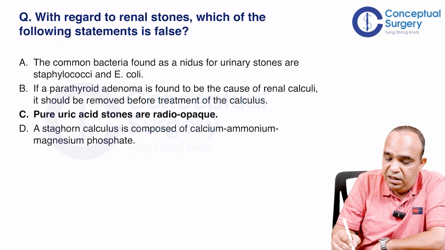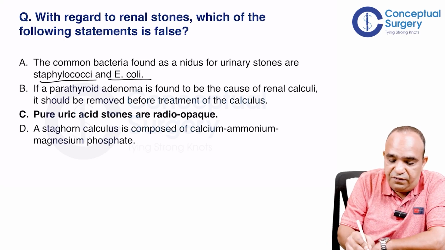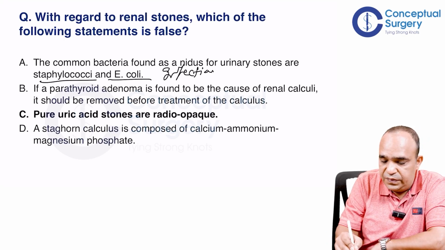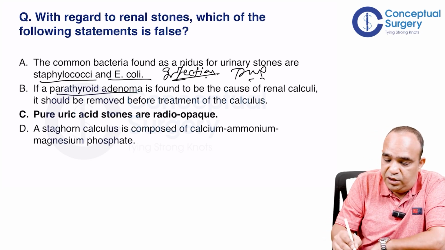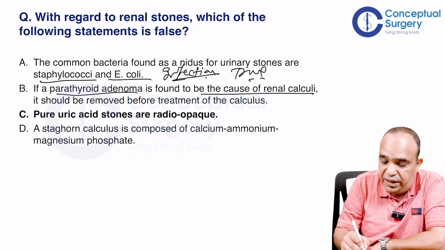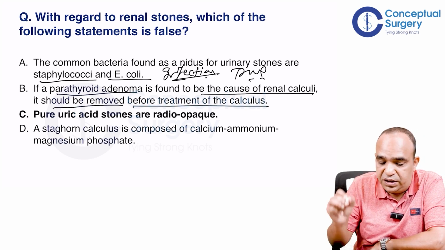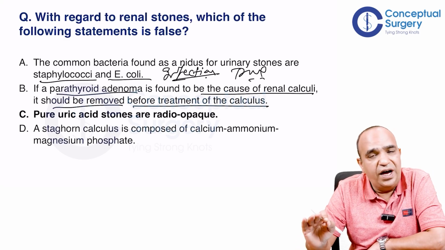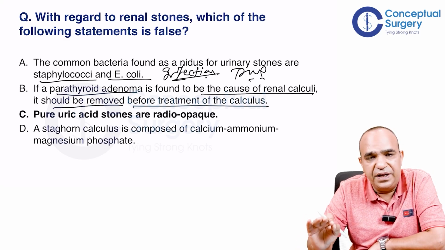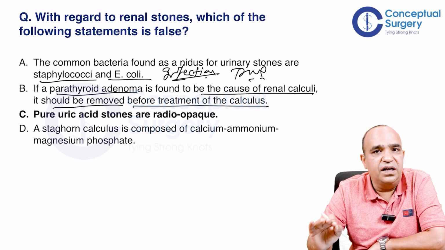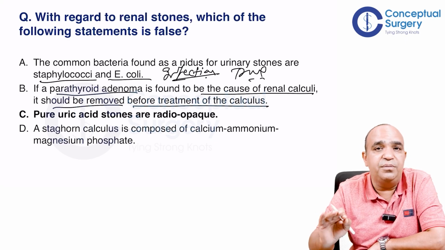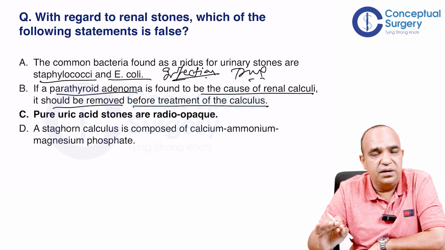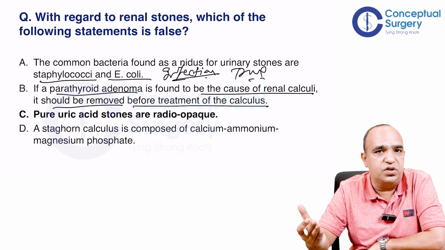The common bacteria found as a nidus for renal stones are staph infection. Yes, we have already seen. So this is true. If parathyroid adenoma is found to be the cause of renal calculi, it should be removed before the treatment of calculus. All of you know hyperparathyroidism. Hyperparathyroidism is a cause of renal calculi because of excessive calcium. So if there is hyperparathyroidism, it should be treated before the urinary calculi, right? Because you have to remove the source of the calcium first.